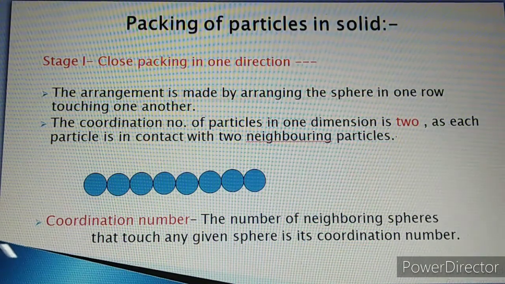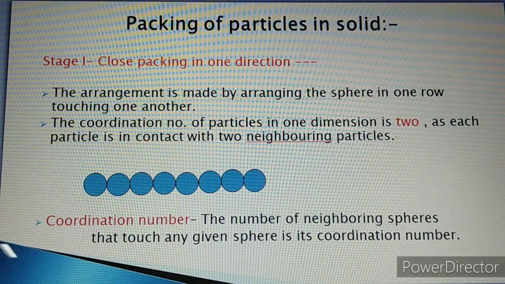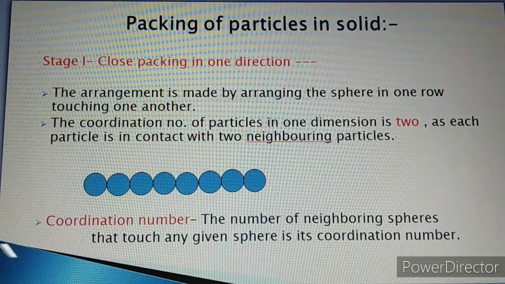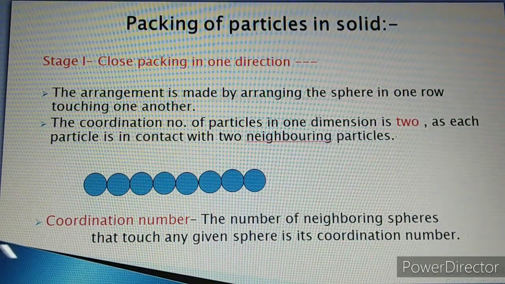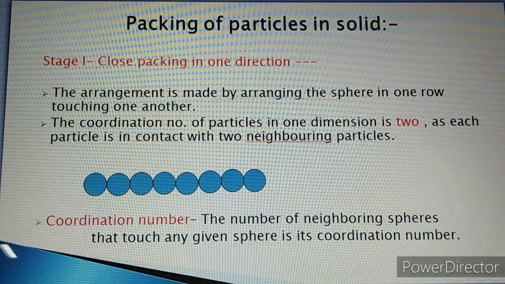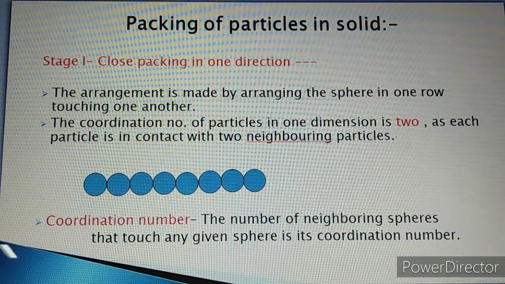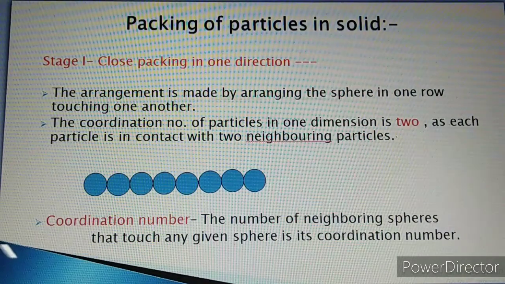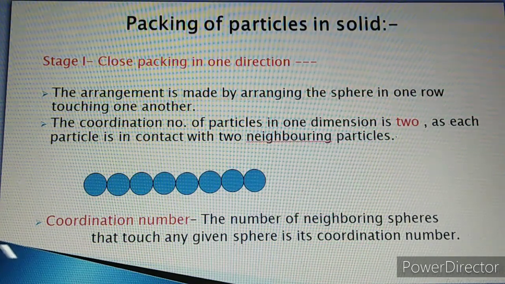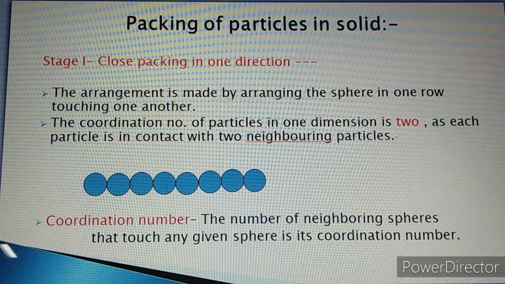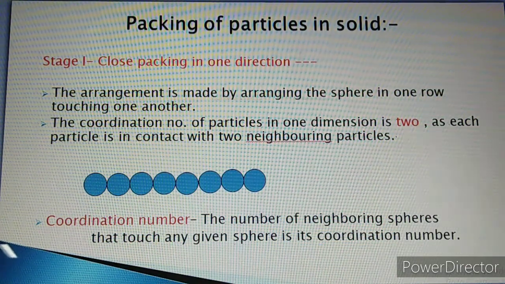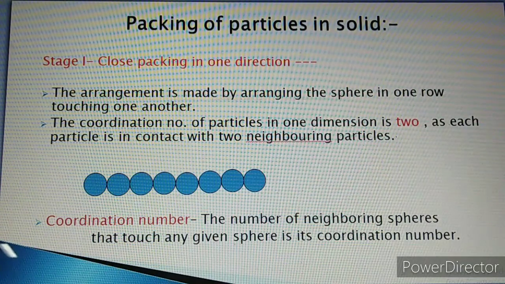Now today we will start with how these particles are packed in a given crystalline solid. So the packing of the particles in the solid, that we will discuss today. These particles are packed either in one direction, 2 directions or 3 directions. The constituent particles of crystalline solids are closely packed, and each individual particle is treated as a hard sphere. These spheres are nothing but the individual constituent particles present in a given crystalline solid, and they are arranged in one direction, 2 directions or 3 directions.